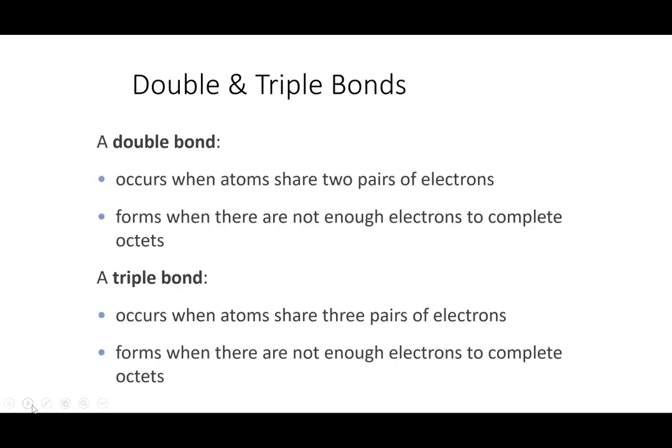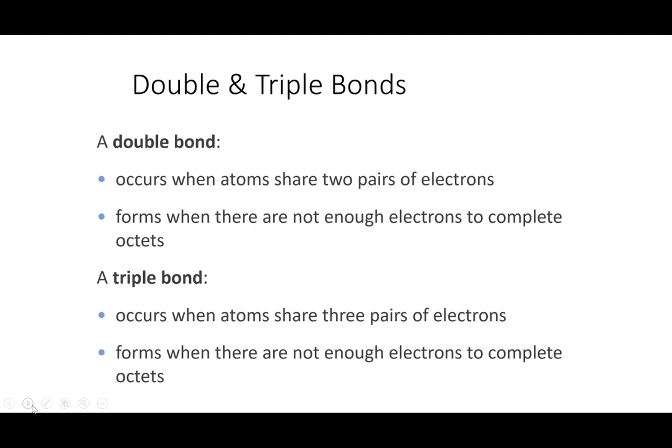So here's just some facts about double and triple bonds. So a double bond occurs when atoms share 2 pairs of electrons, or a total of 4 electrons. It forms only when there is not enough electrons to complete octets. So this was step 4 in our procedure, but I like to emphasize if and only if an octet is not complete, then we can explore double and triple bonds. Y'all love to put double and triple bonds down, but it's a last resort. It's not something we first look to.